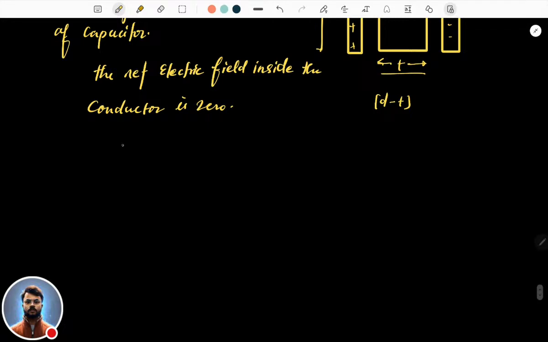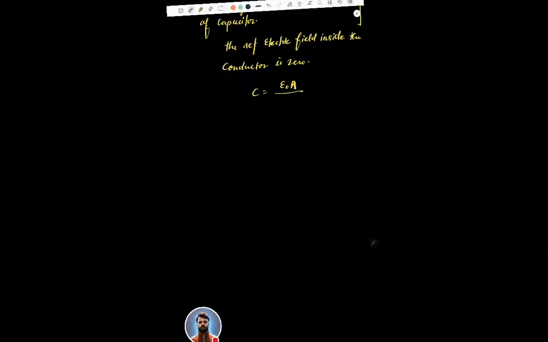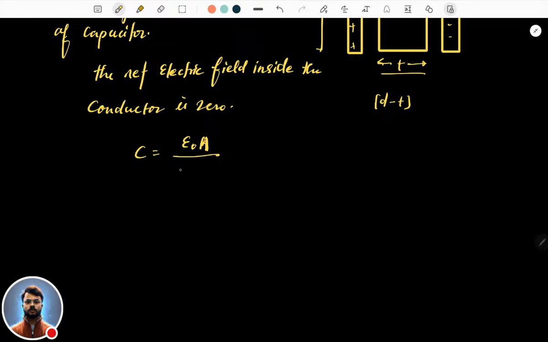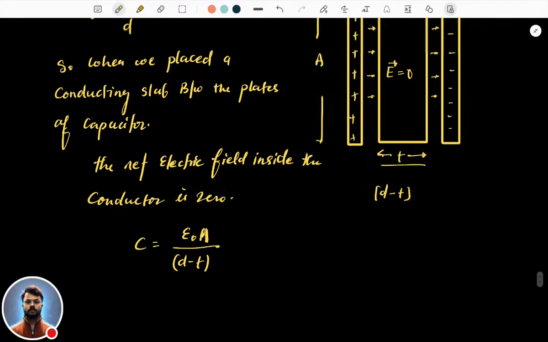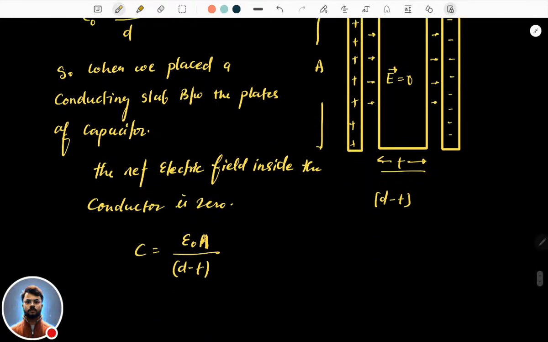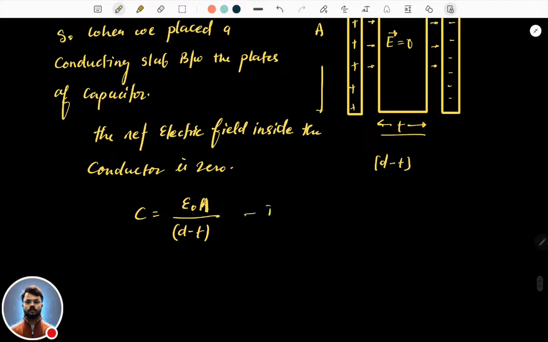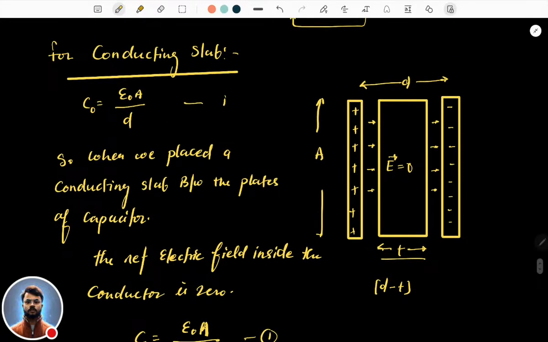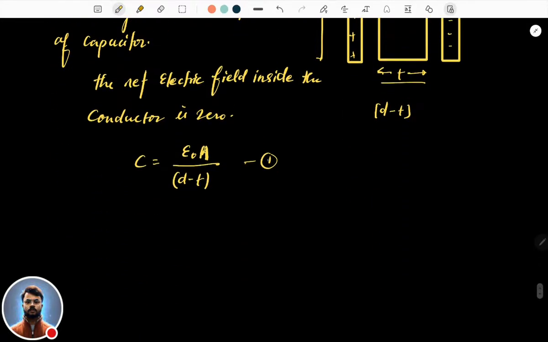So the capacitance now becomes C is equal to epsilon naught A over D minus T, where A is the area of the plates, because this is the only remaining region where the electric field now exists. So if we compare these two capacitances, when there is no slab inside the plates and when there is a slab inside the plates: in the first case there is no slab, and in the second case there is a conducting slab placed inside.